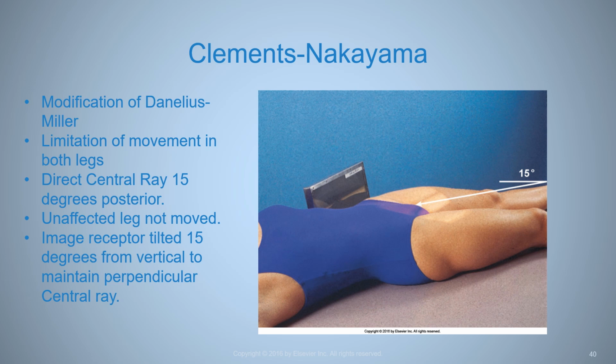The cassette, this is where a 10 by 12 is more helpful. Unfortunately, you're stuck with a DR plate that's 18 by 18. You do have to roll the patient up slightly so you can partially tuck the cassette under them like you're doing a posterior oblique projection. It says unaffected leg not moved, but in the very next bullet, it says image receptor tilted from the vertical 15 degrees. You really do try to tuck it underneath partially. It's important that the plane of the image receptor is canted backwards 15 degrees because you want to maintain the perpendicular relationship with the central ray.